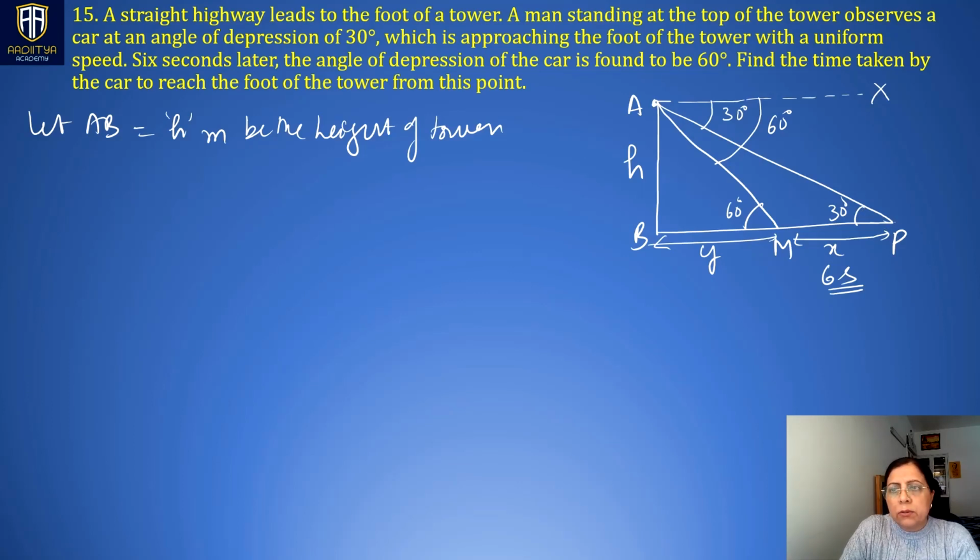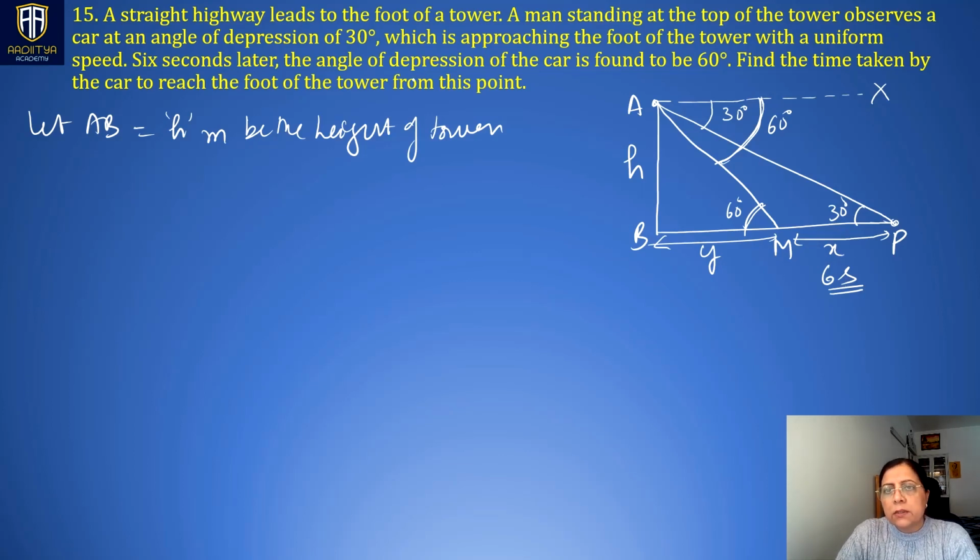A person standing at the top of the tower can have a look at this car with an angle of depression of 60 degrees. The eyes are making an angle of 60 degrees with the horizontal. Now after 6 seconds, the car is approaching towards the tower. It is coming close. That is why the angle of elevation has become larger now. Earlier it was 30. Now it has increased to 60 degrees. And the car has traveled a distance of MP or x meters, which is being covered in 6 seconds.